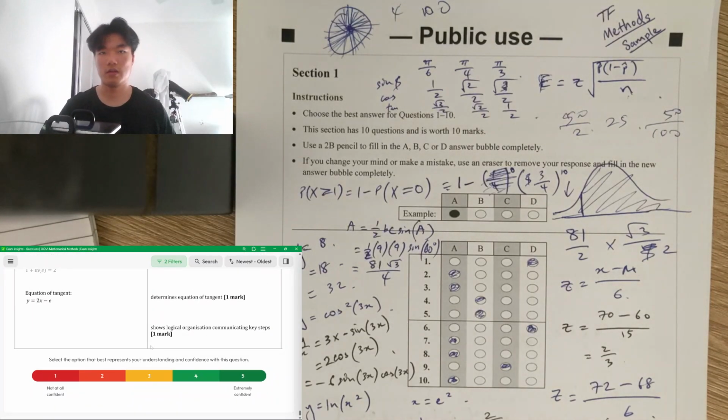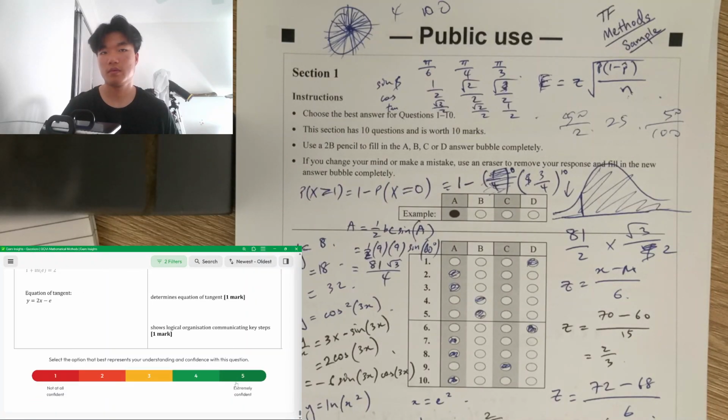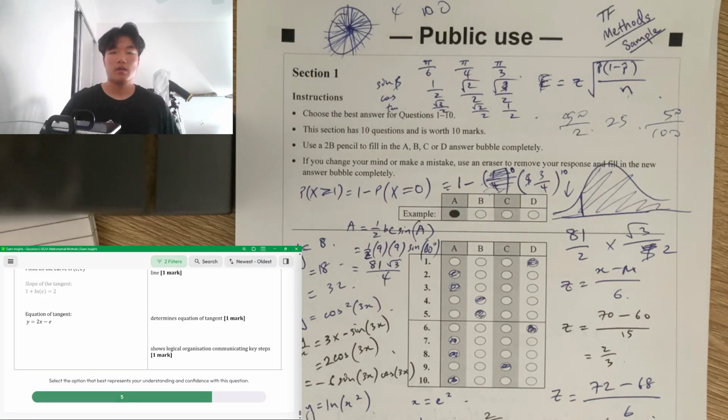Okay, so here's the marking guide. I forgot to show it. There we go. Okay, I'll see you in a bit, I suppose.